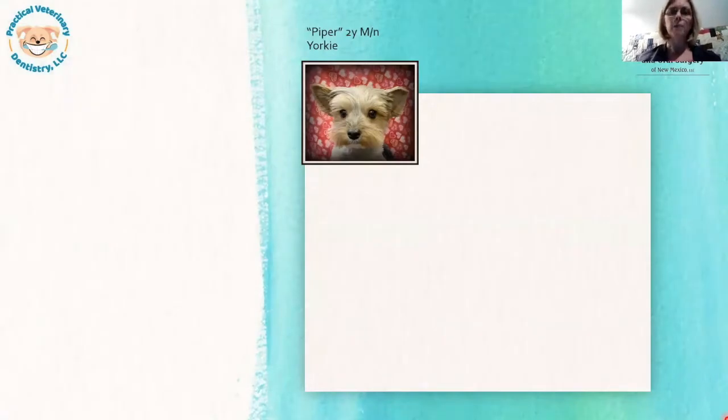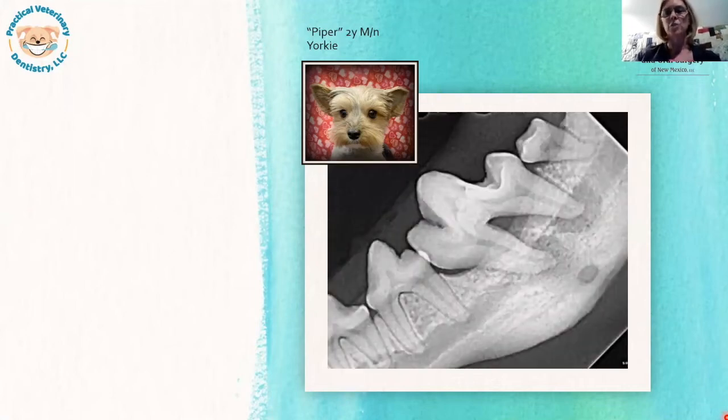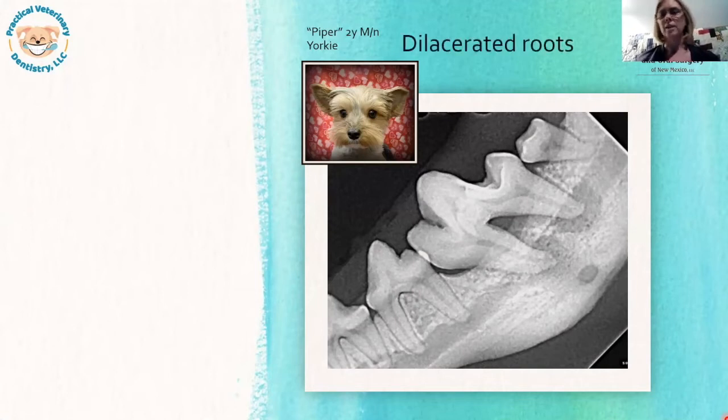Here's Piper. Piper is a 2-year-old Yorkie, and he presented for a routine, as it is, cleaning. That for a Yorkie, nothing is ever routine. His referring veterinarian was quite surprised by the periapical lesions on this tooth that looked perfectly normal on the surface. And we can look at that with our dental radiographs and say, oh yep, we know exactly what that is. Those are dilacerated roots, and those are periapical lesions from that. And that's pretty standard in the small breed dogs.